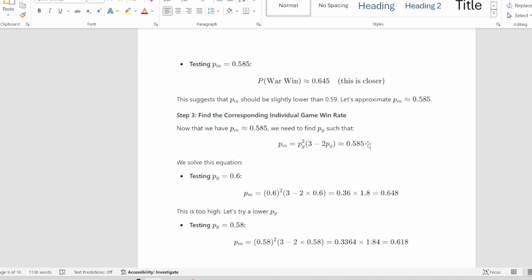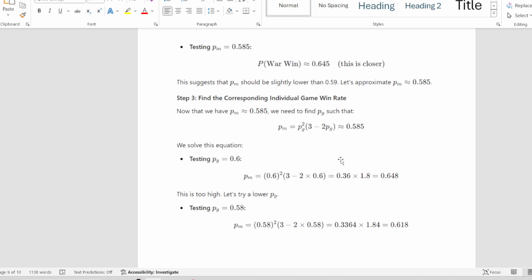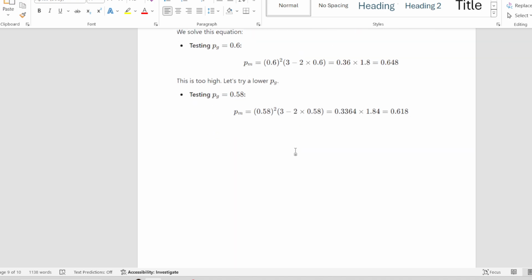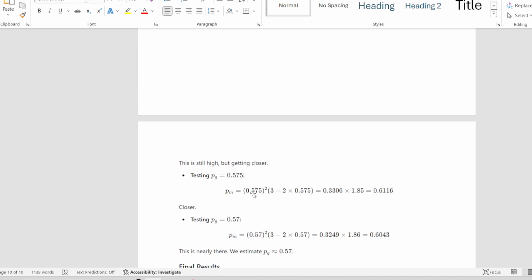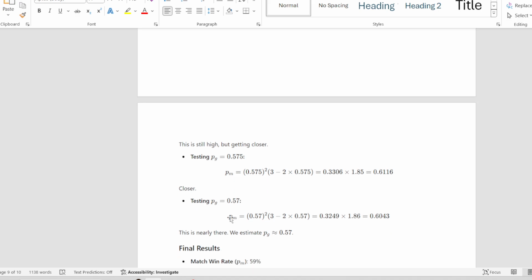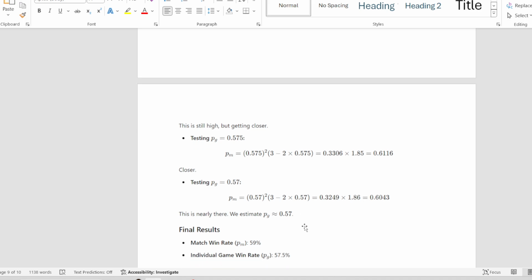We use this equation and we're trying to solve for something as close as possible to make this equation equal 0.585 for P sub G. So we're solving for P sub G and we'll want P sub M to equal 58.5 or 0.585. So we do it too high, too high, getting closer, and then I'll hide the result here, but we more or less get to this, which is roughly 0.57.